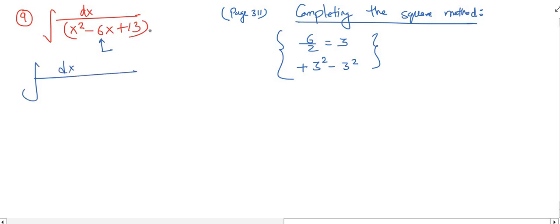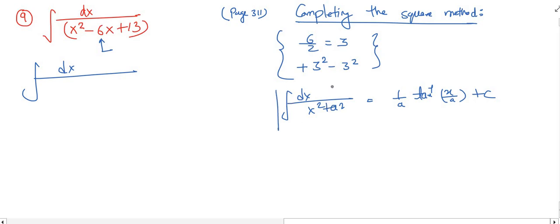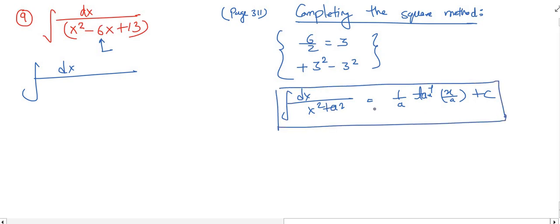Okay, completing the square always, because it looks like this expression is not matching with any of the formula that we have, right? Our formula is integration of dx by x square plus a square is 1 by a tan inverse of x by a plus c. This is my formula, and my expression is nowhere matching with this formula so far. So I will try to bring it in this form.